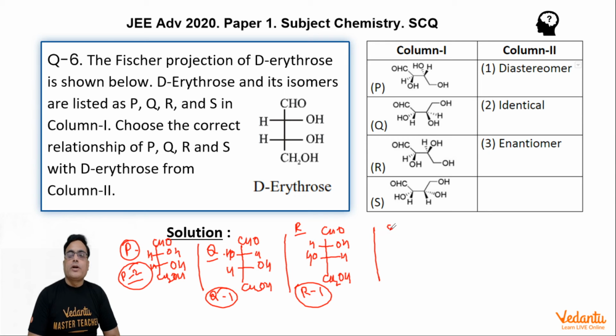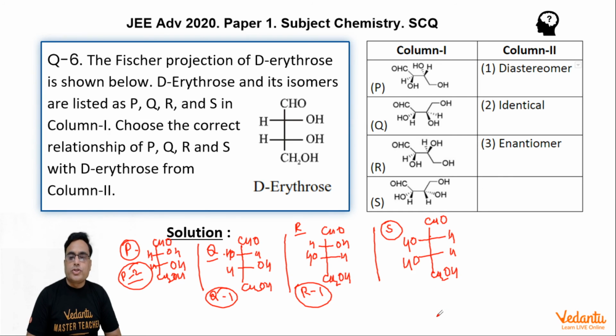Let us finally convert this structure S from column 1 to Fischer projection formula, and we find that it is CHO at the top, then OH of carbon number 2 will go to left and OH of carbon number 3 will go to left again, and this is CH2OH, which is carbon number 4, which is not chiral, so we don't care about that. No stereoisomerism is taken care of for carbon number 4 as it is not chiral. So you can see this S in Fischer projection formula looks like the mirror image of D-erythrose. So D-erythrose and compound S in column 1 are actually enantiomers.